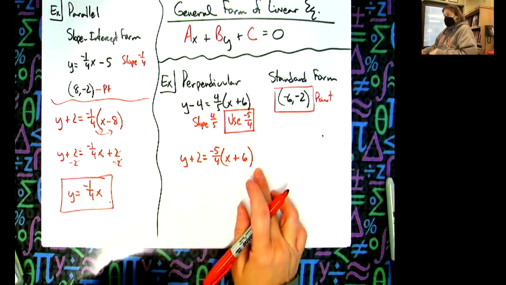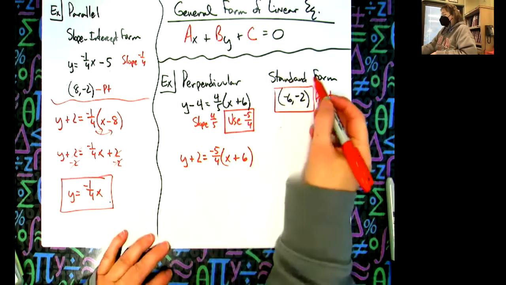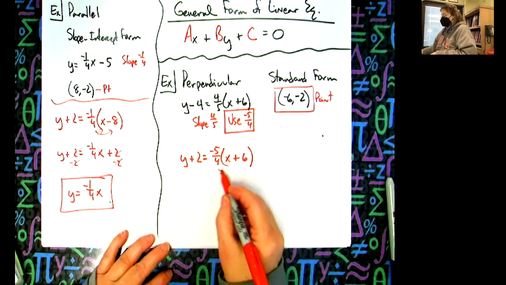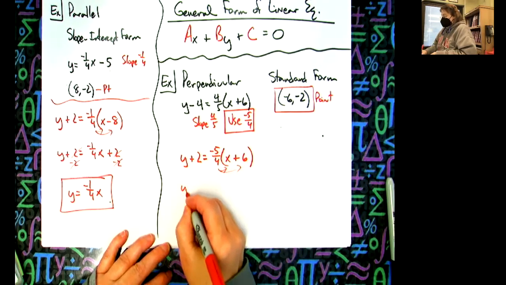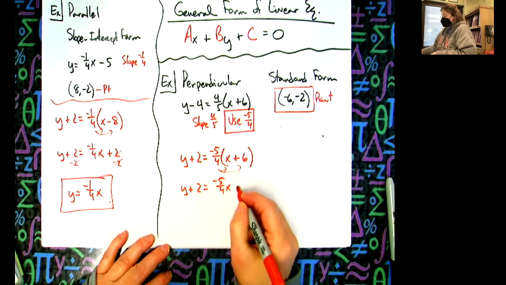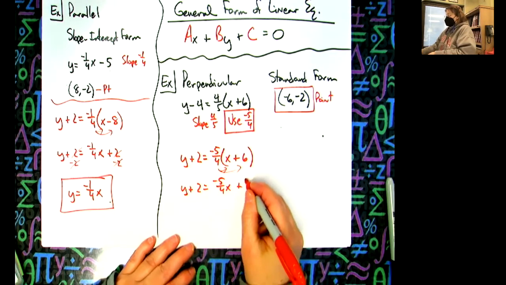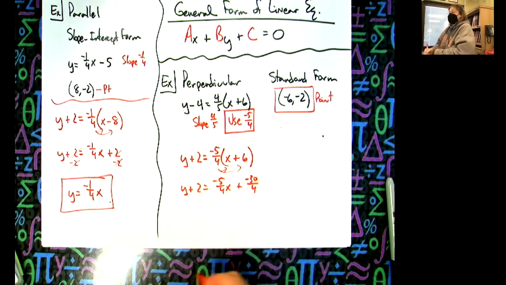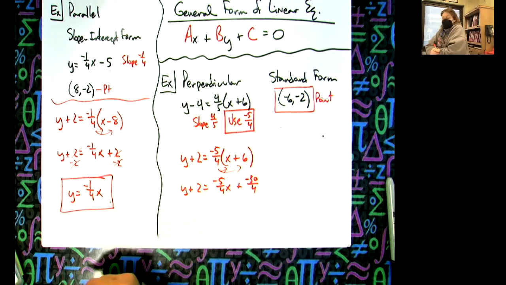This is the answer in point slope form, but I need it in standard form. So I'm going to distribute. So y plus 2, negative 5 fourths x. All right, and then I would probably just leave it negative 30 over 4. Isn't that the easiest way if we're kind of trying to do this as much as possible without calculators?